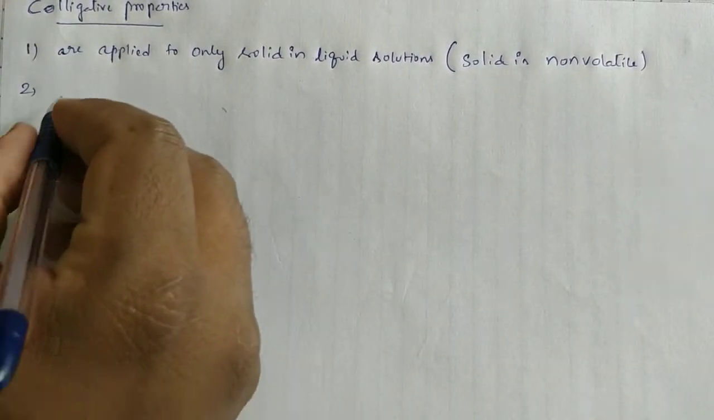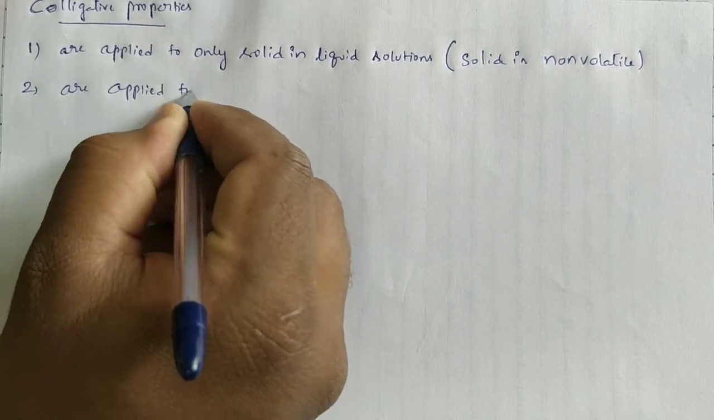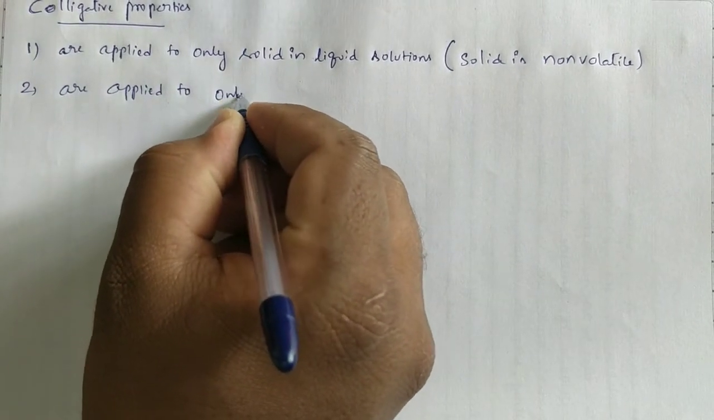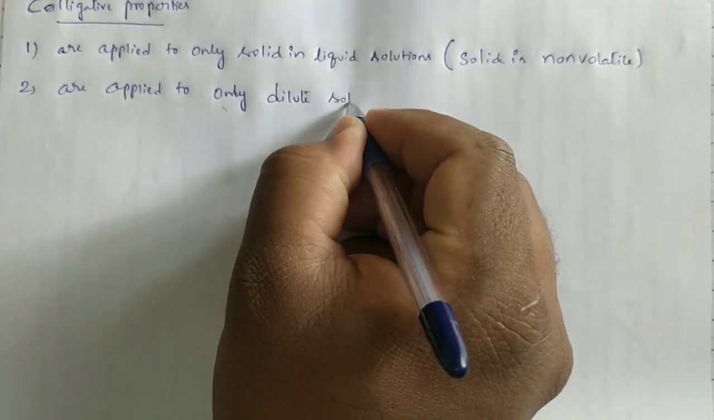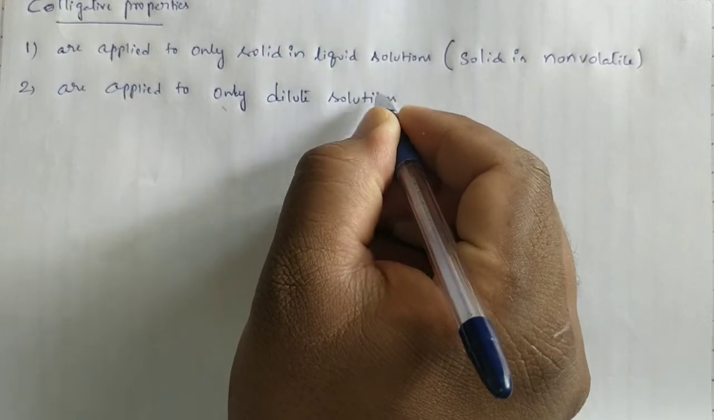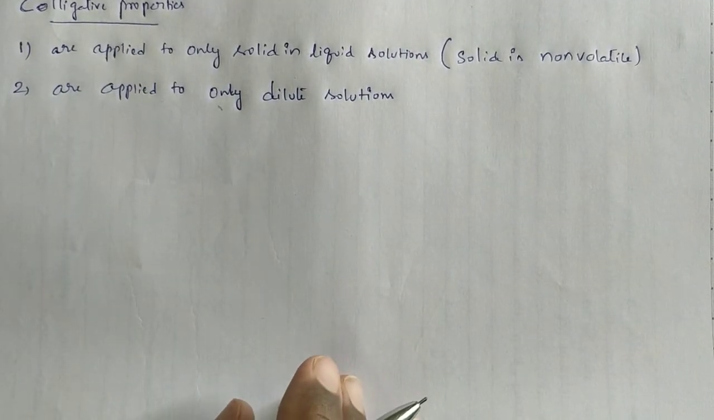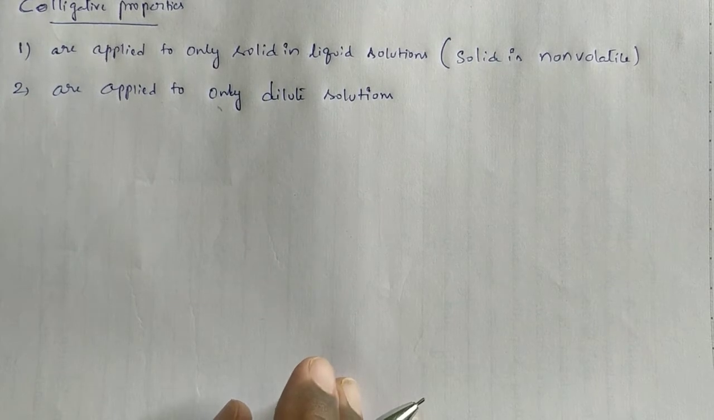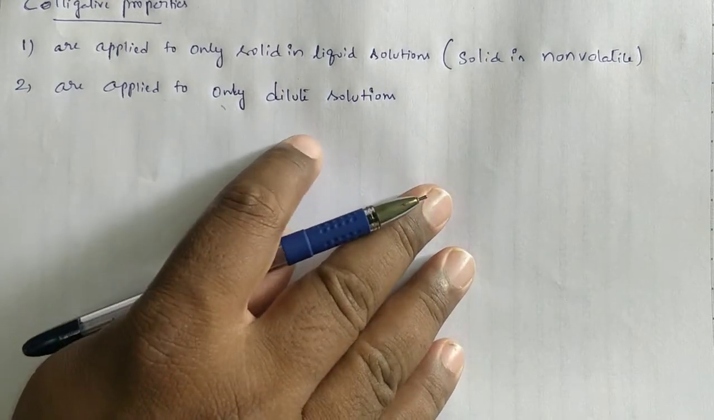Second one, these are applied to only dilute solutions. You know what is meant by dilute solution. Solute quantity is very less when compared to solvent quantity. The type of solutions are called dilute solutions. So we can apply these colligative properties to dilute solutions only.